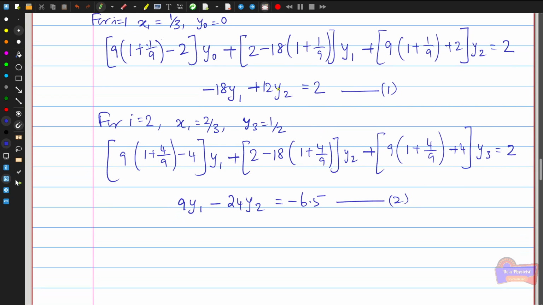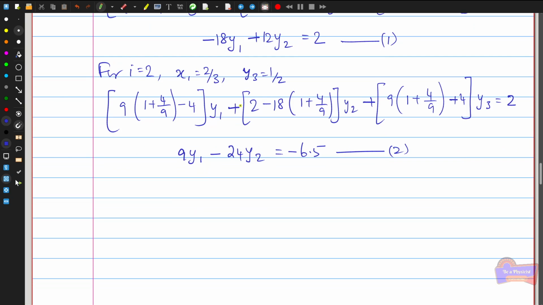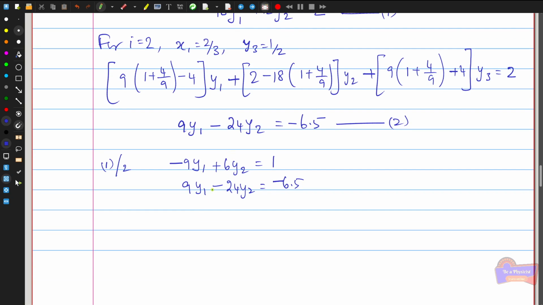Now I have only two algebraic equations, so you don't require the Gauss elimination method. You just reduce these equations. I'm going to divide the first equation by 2, so I get minus 9 times y1 plus 6 times y2 which is equal to 1, and the second equation is 9y1 minus 24 times y2 equal to minus 6.5. So I can directly reduce by adding these two equations and find the values of y1 and y2.